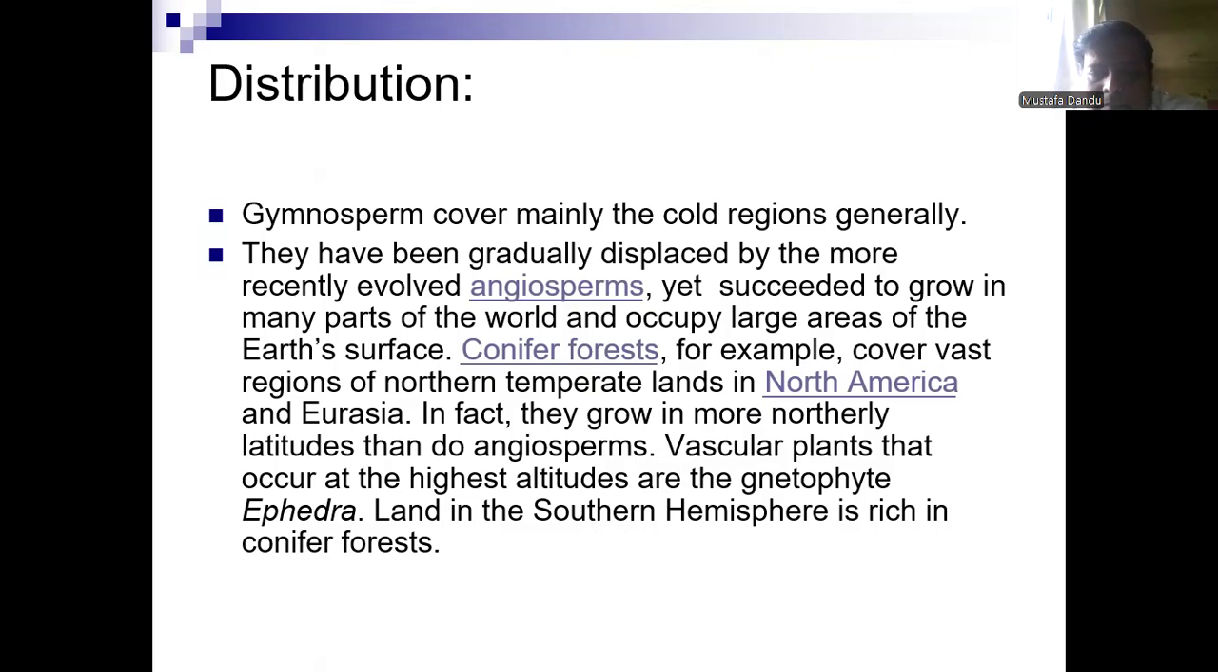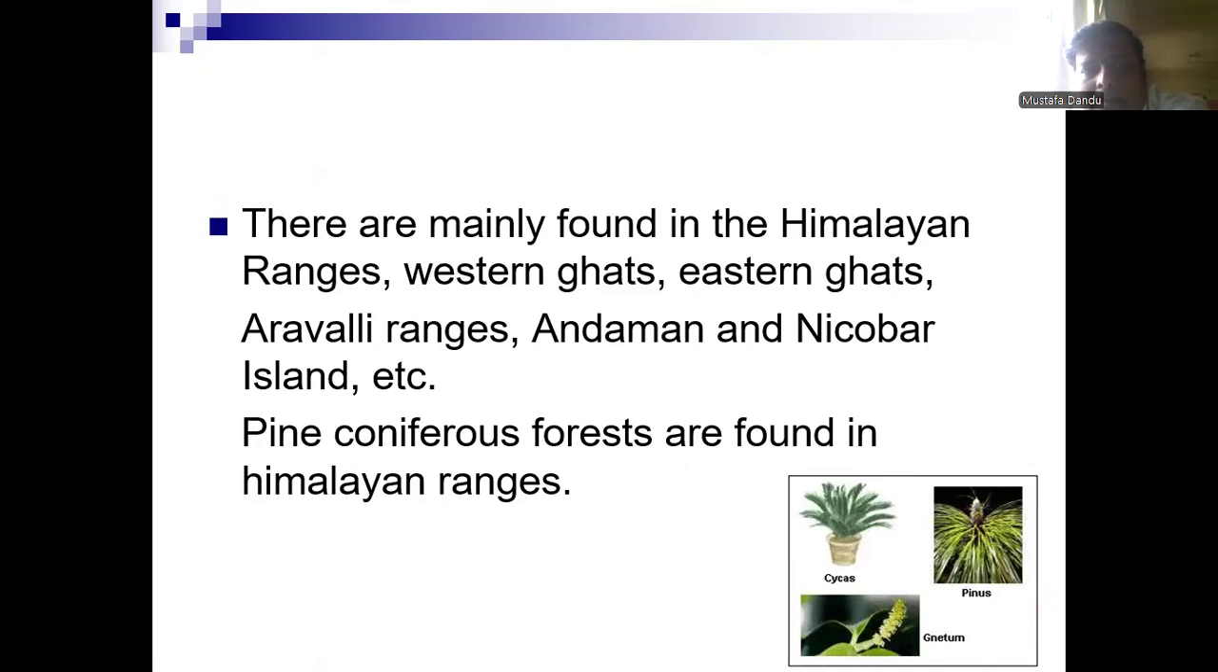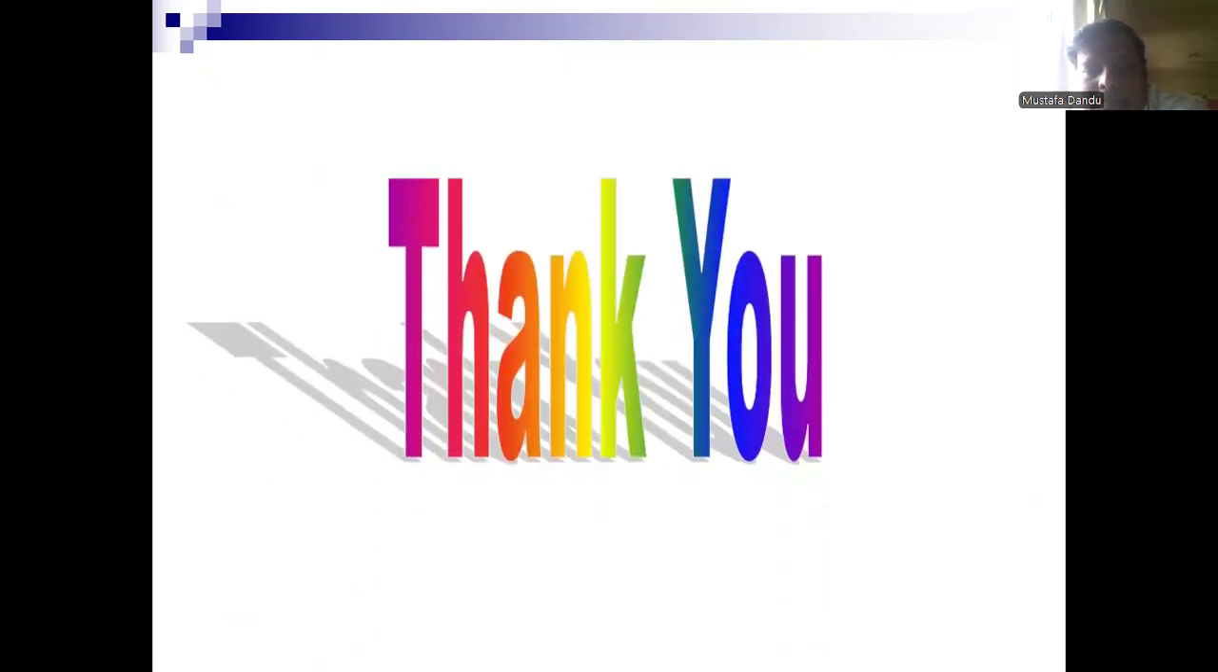The lands in the southern hemisphere are rich in conifer forests. In India, 16 genera and 53 species have been found. Out of six living orders, four are reported from India: Cycadales, Coniferales, Ephedrales, and Ginkgoales. Ginkgo biloba is cultivated but not found in habitat. Cycadales is represented by four species of Cycas, Coniferales by 11 genera. They are found in the Himalayan region, Western Ghats, Eastern Ghats, Aravalli ranges, and Andaman and Nicobar Islands. Pine forests are found in the Himalayan region.